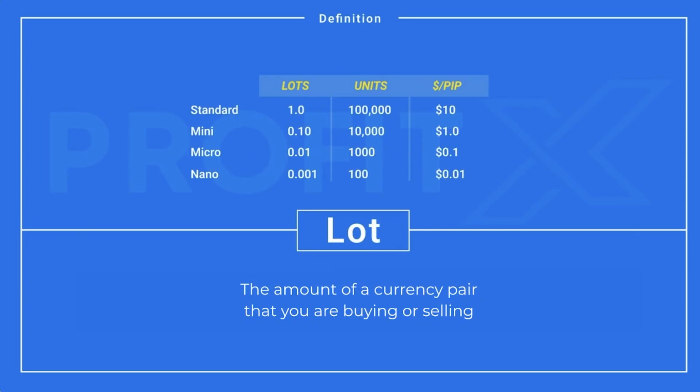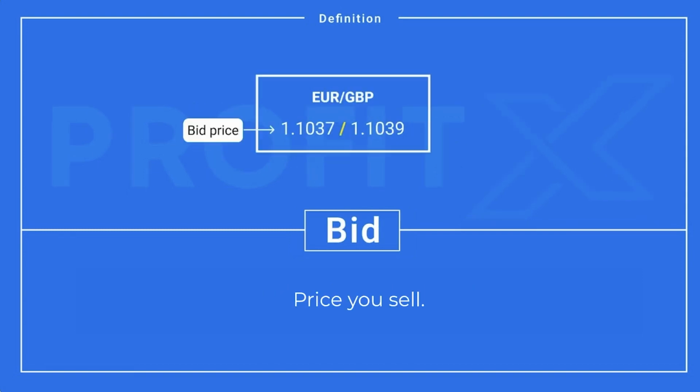So we're talking about a lot. So the lot is the amount of the currency pair that you are buying or selling. Okay, and you all have studied lots, so I won't go into detail. This is just a primer. This is just a reminder. And if you need me to cover this, let me know.